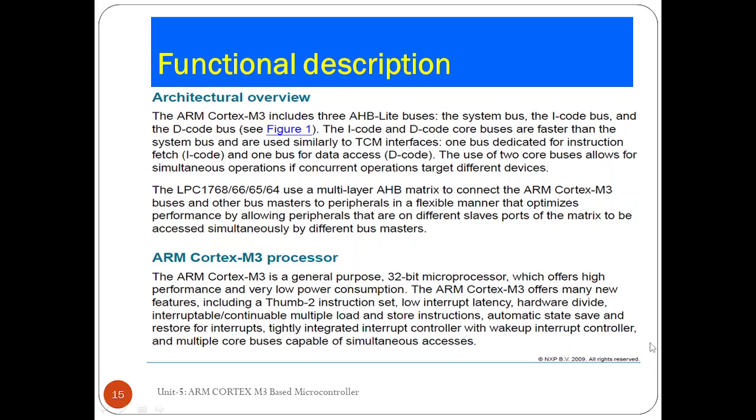So again, I told you that the architectural view is there. The AHB-Lite bus mentions what exactly the architecture is and how it is going to operate. ARM Cortex includes three AHB-Lite buses. One is called the system bus, another is called the I-code bus, and another one is called the D-code bus. So these are the different buses.